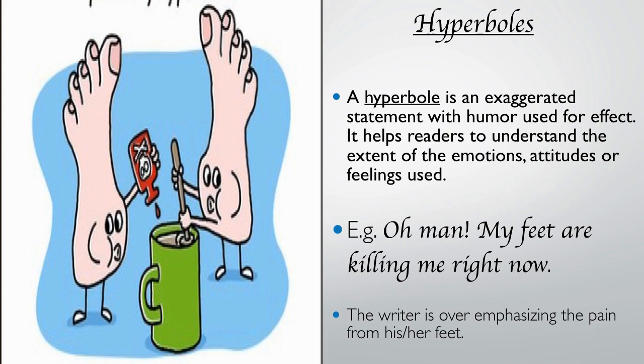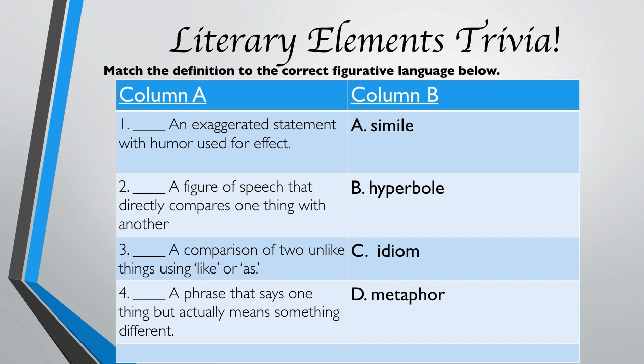Everybody understands that? So, let's go over our literary elements trivia. You're going to match the definition to the correct figurative language below. Number 1. An exaggerated statement with humor used for effect. Is that A, simile, B, hyperbole, C, idiom, or D, metaphor? If you said B, hyperbole, you are absolutely correct.